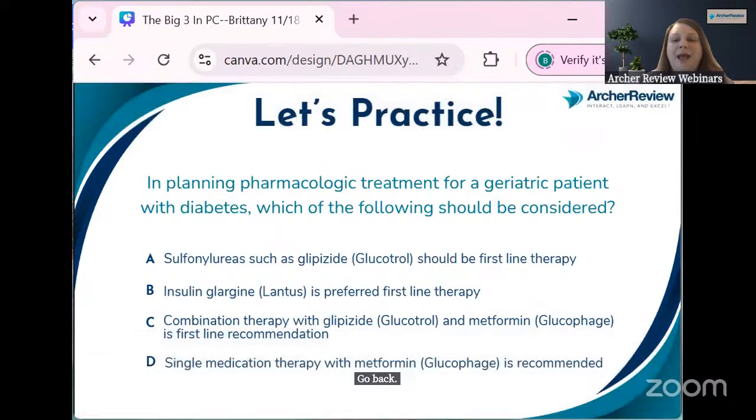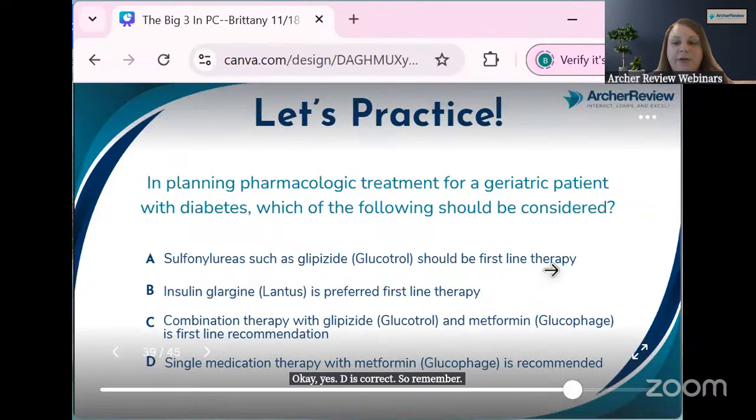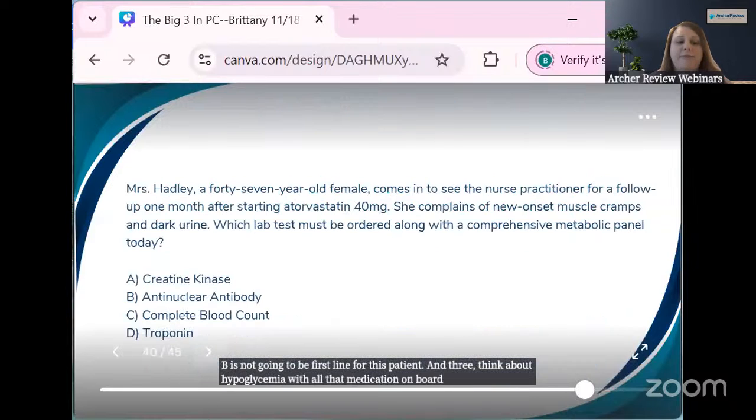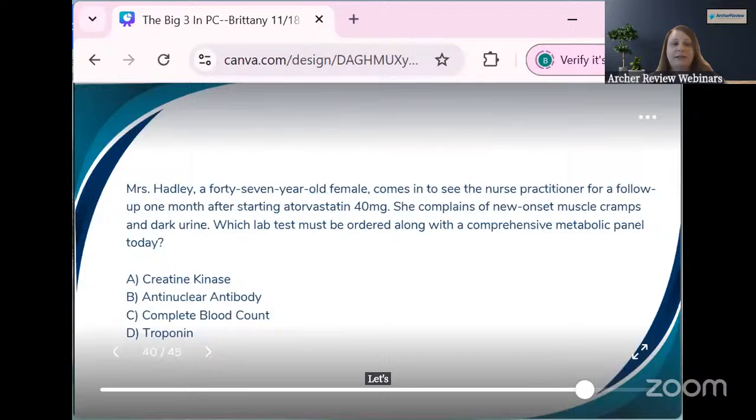Okay, yes. D is correct. So remember, sulfonylureas can cause falls in the elderly. B is not going to be first line for this patient. And 3, think about hypoglycemia with all that medication on board. So absolutely for that.